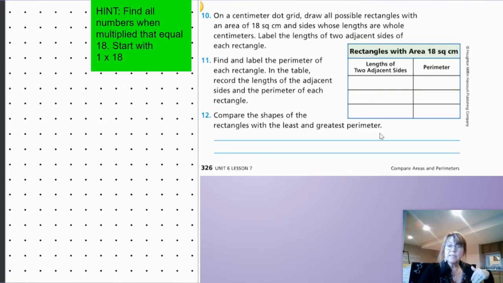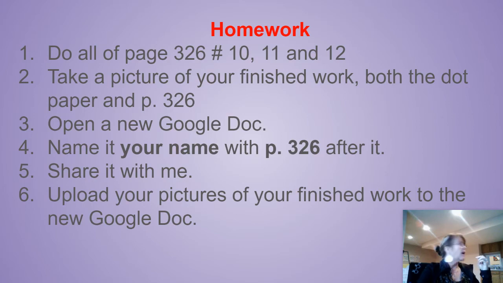So that brings us on to what your homework is going to be, which is numbers 10, 11, and 12 on page 326. You're going to open a new Google Doc, give it your first name, page 326, share it with me, and upload your pictures of your finished work to the new Google Doc. Make sure you hold your paper still and that I can actually read it, because some of you are writing so lightly it's hard to read. Make sure you have the correct label in place. Those are key things for you to do. All right, have fun with this and good luck.